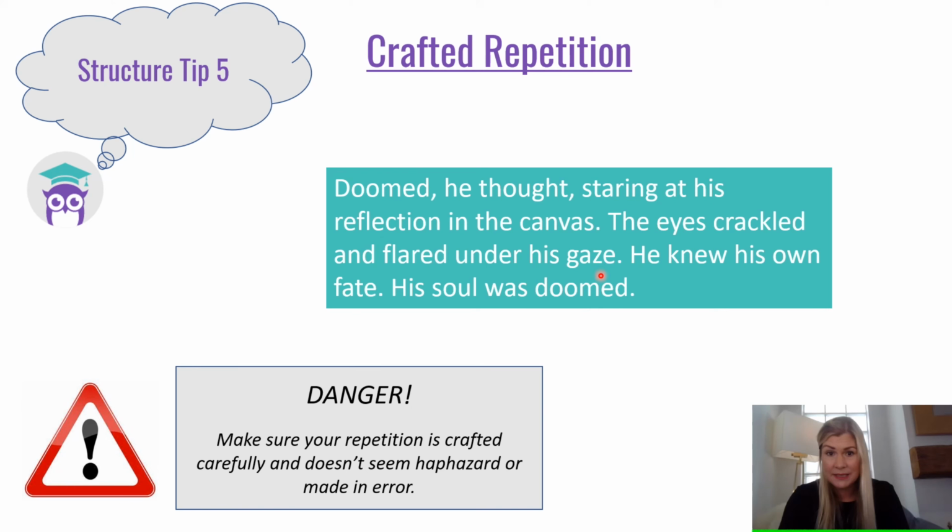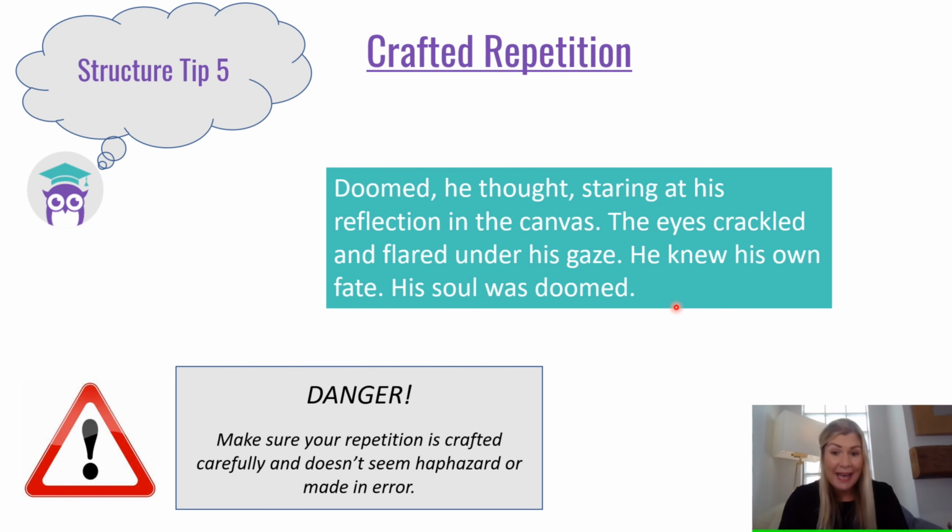So I have deliberately repeated the word doomed, and I've done it at the beginning and the end of the paragraph, and it makes it kind of cyclical, suggesting that this doom is inescapable. It's going to happen no matter what, because it's at the beginning and it's at the end. It's a really good way of showing your examiner that you are deliberately crafting your choices.